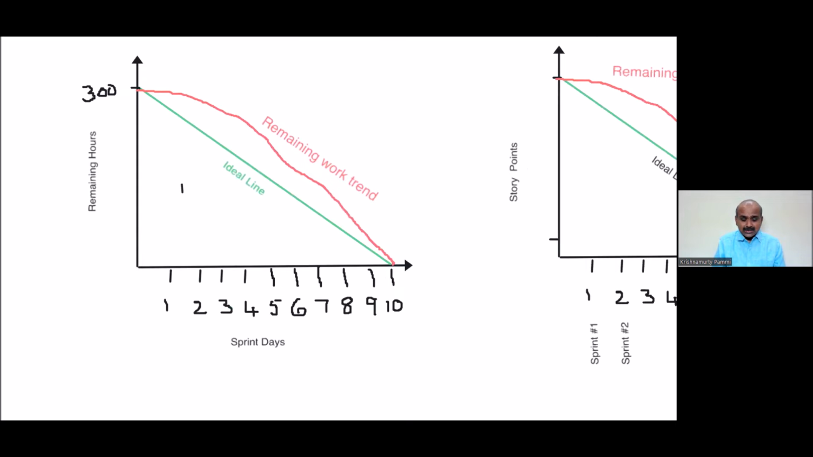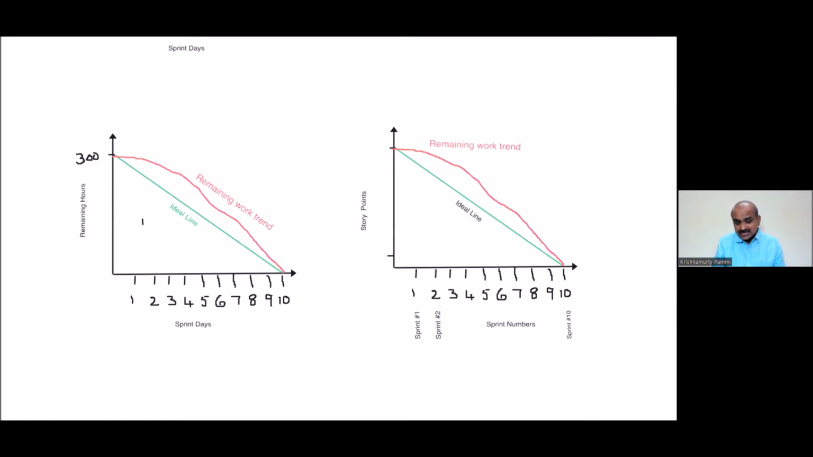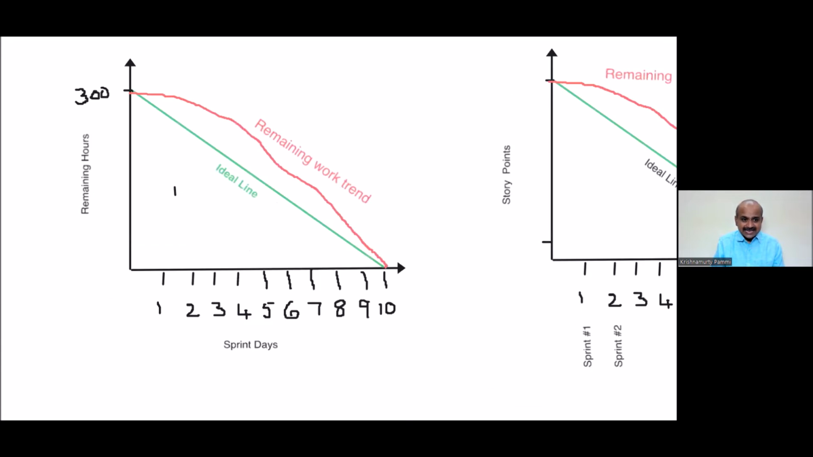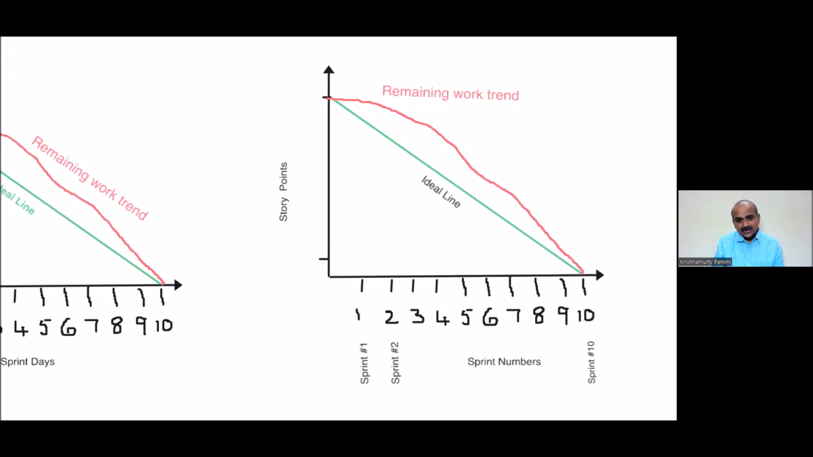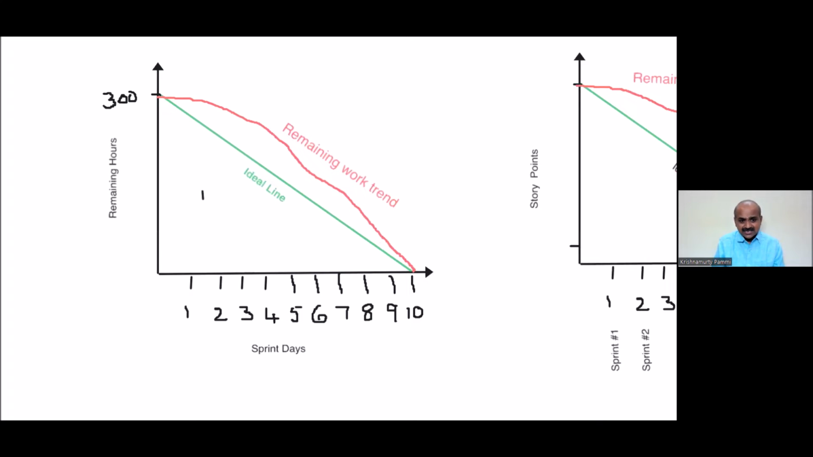But you know what? If you want to take advantage of both burn down within the sprint and burn down at the release level, then what I'm suggesting is, if you are going for burn down within the sprint, take remaining hours on the y-axis. And for the release, you take story points, right? For example, within the sprint, the burn down graph is talking about how the remaining hours are reducing day after day.